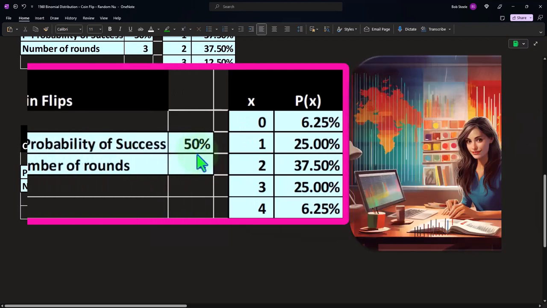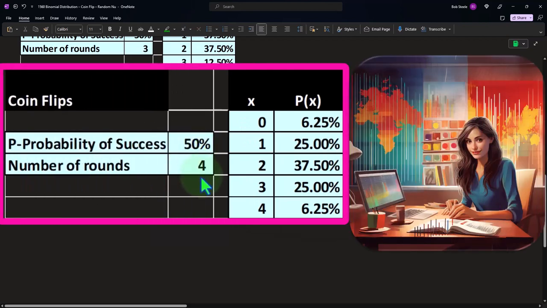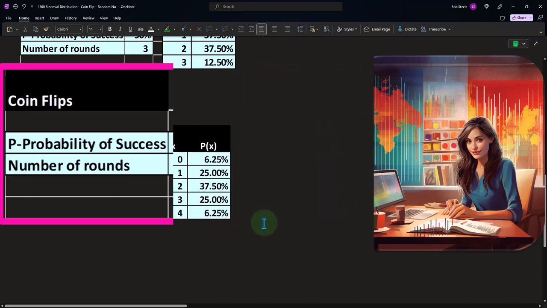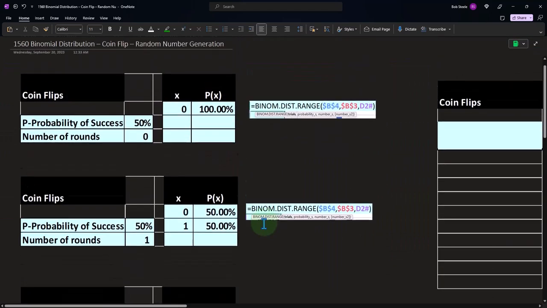Let's do one more. If we bring it up to 4 rounds, each individual flip being at 50%, we have the 6.25% that we get zero successes, zero heads. We get 25% that we get exactly one success, one heads out of 4. We have the 37.5% that we get two heads out of 4. We have the 25% that we get three heads out of 4. And then the 6.25 that we get four successes or heads out of 4.